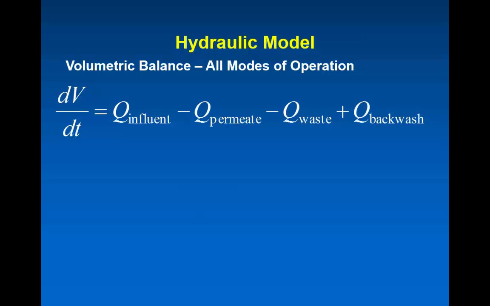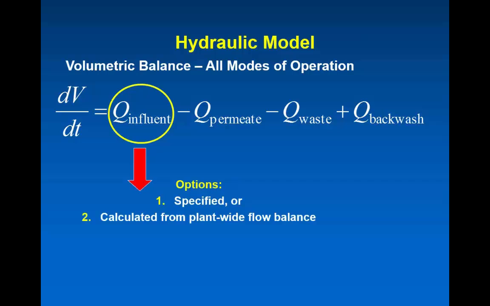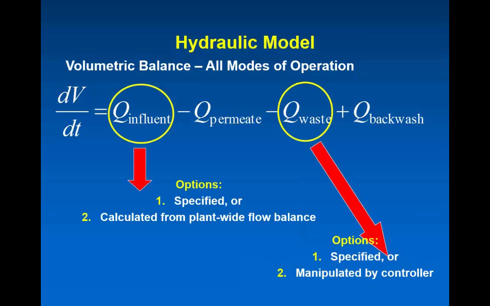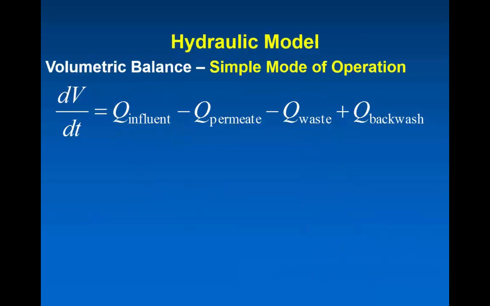In all modes of operation, simple, intermediate, and advanced, we obviously have a flow coming in that you either specify or is calculated from something upstream in your model, and we have the wastage. You can either specify that directly, or you can manipulate that by a PID control loop. That works basically exactly the way it does in a clarifier, or if you have a control splitter for doing your wastage outside this particular unit, it all works basically the same way.